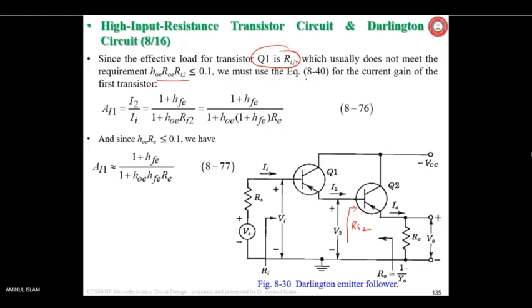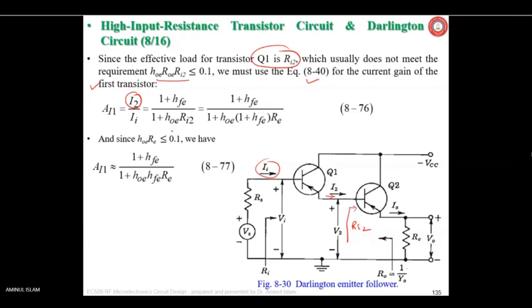We must use equation 8.40 for the current gain of the first transistor, and it is going to be I2, that is the output current here. That current is the input current of Q2, which is flowing through the input resistance. So that input resistance is nothing but the load resistance of Q1. So the load current or output current of Q1 is nothing but I2. I2 divided by I1, I1 is here. Putting the values of I1 and I2, we get this expression.